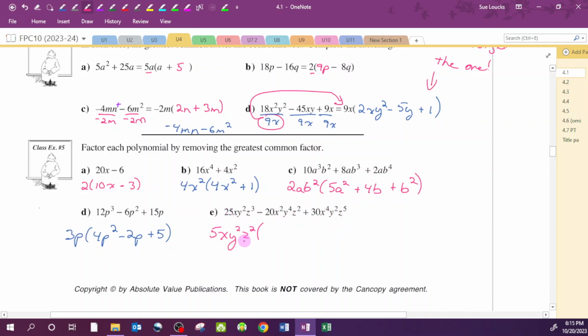All right, what do I need to multiply this by to get my 25xy squared z cubed? Well, I need to multiply by 5z, and then I'd have to multiply this by negative 4xy squared, and then this is 6x cubed z cubed. Okay, that's it. Remember to just double check things. Okay, it's always a good idea.